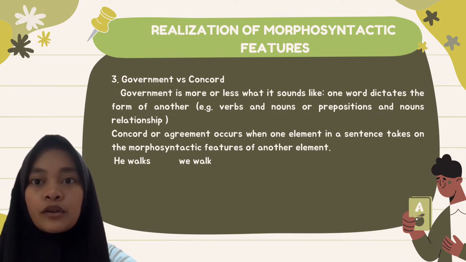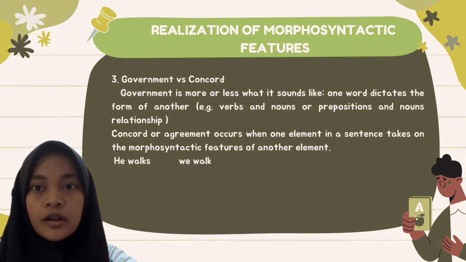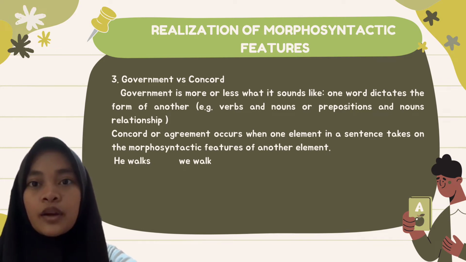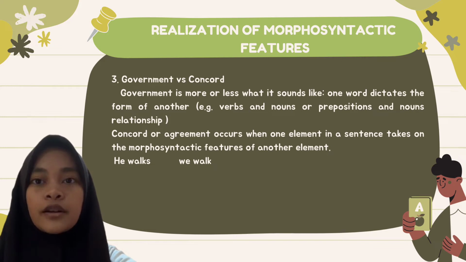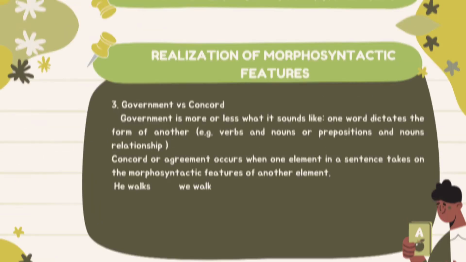Government is more or less what it sounds like. One word dictates the form of another. For example, verbs and nouns or prepositions and nouns relationship. Concord or agreement occurs when one element in a sentence takes on the morphosyntactic features of another element. For example, he walks, we walk.